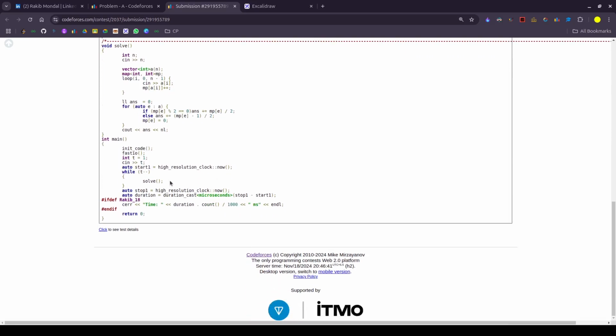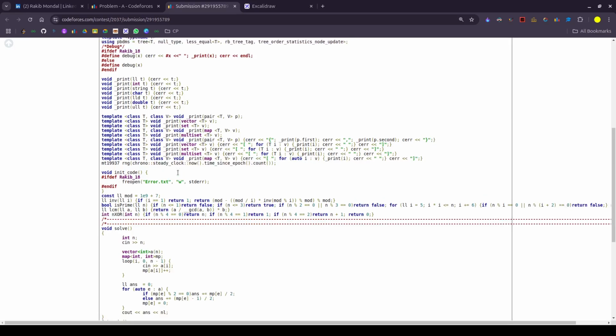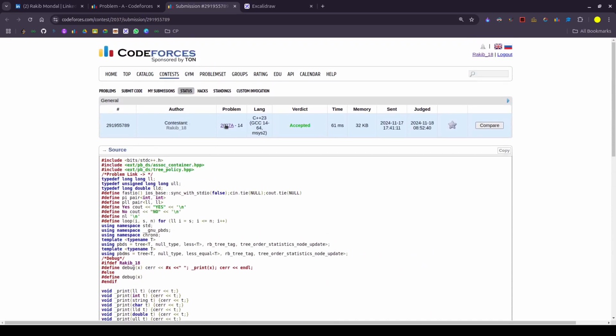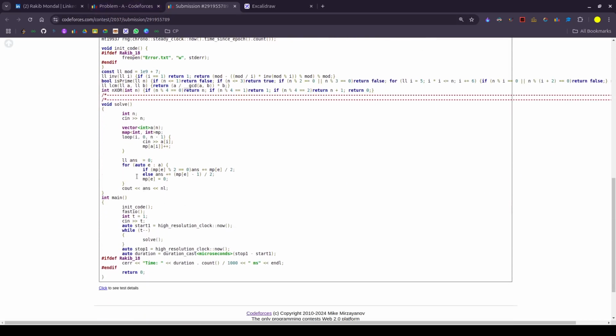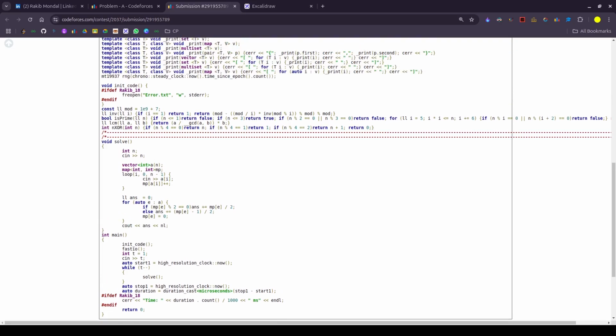At the contest time, I was thinking about another logic. I thought more about the corner cases, so I implemented it like this. You can just remove this if else condition, write answer plus equal to mp of e by 2, and lastly print the answer. So this is the A problem solution.